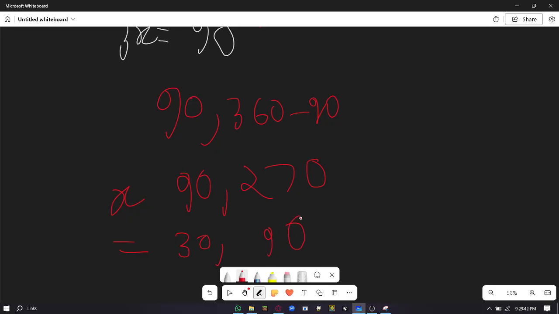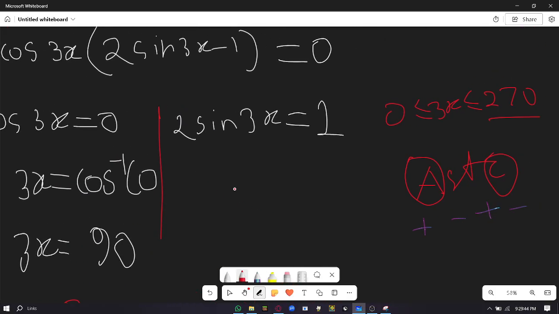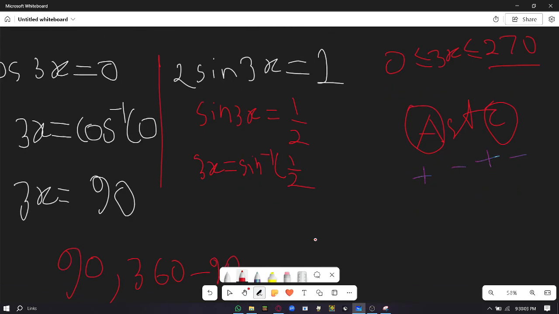We're not done yet. We still have the other side, which is the sine one. So the sine becomes sine 3x equals half. 3x is sine inverse of half. So sine inverse of half is 30.